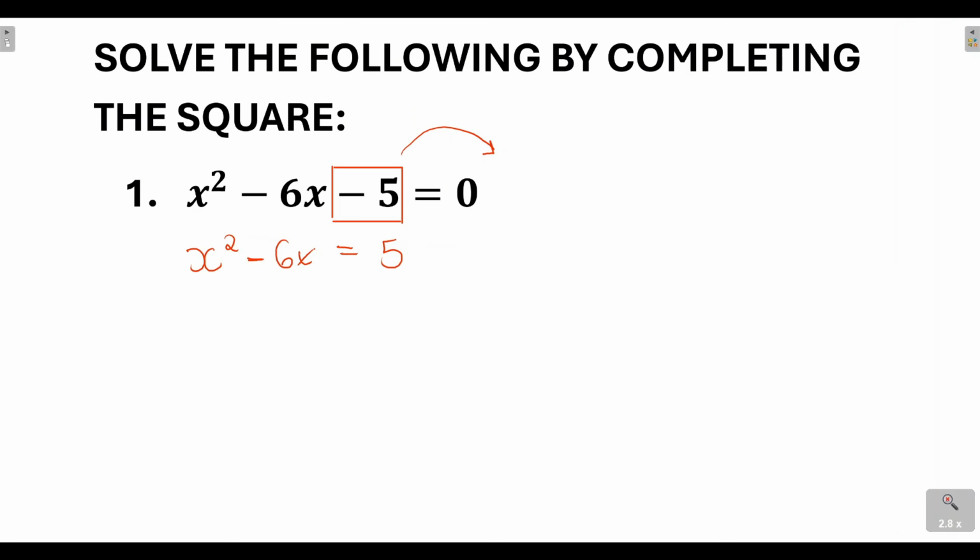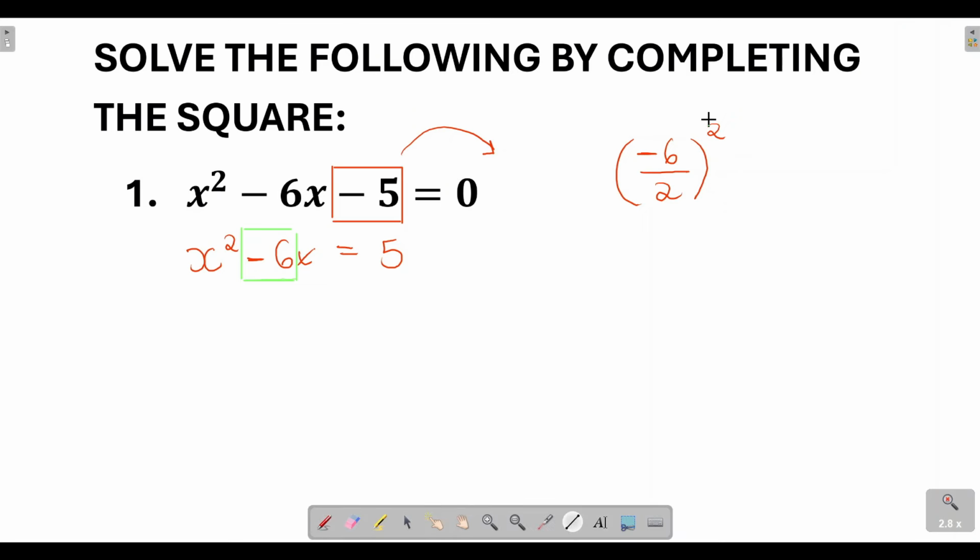Okay, then what is the next thing that we need to focus on? We need to focus on the coefficient of our x, and the coefficient for x is negative 6. So we're going to look at that negative 6. What are we going to do with that negative 6? We're going to take that negative 6, divide it by 2, and square it. Then we're going to take this value and add it to the left hand side, and add it to the right hand side. Okay, so let's basically do that.